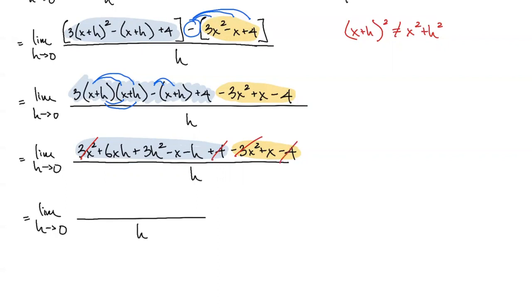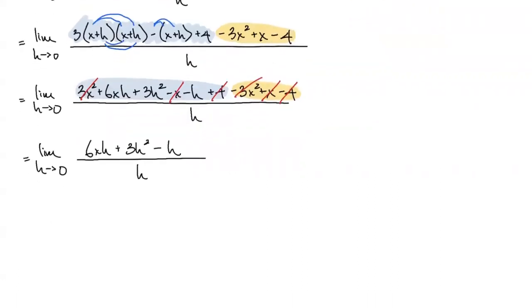What else, folks? The x or negative x and then plus. Perfect. Anything else? Let's see, the 3x squared, the x, and the h. I think that's it. So let's see what we have left. 6xh plus 3h squared minus h. All right.